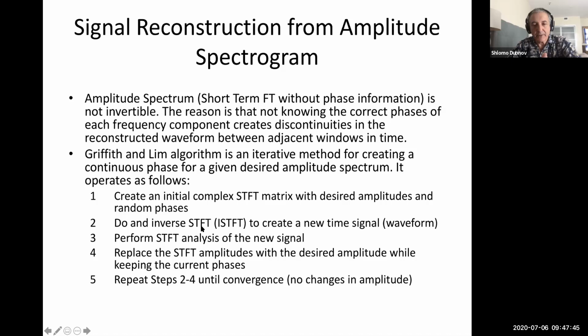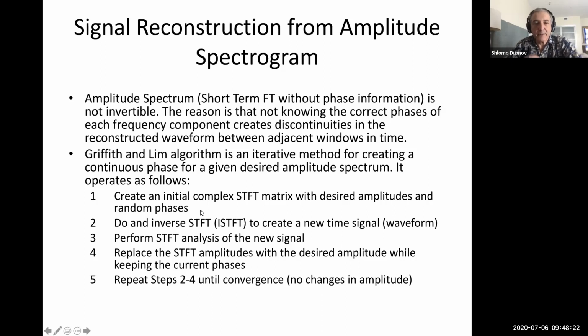You invert again, you get a new waveform, you do the STFT analysis on the waveform again. You again replace the amplitudes, and you keep on going through steps 2 to 4. And the interesting part about this procedure is that there is a proof that it converges. So it will create a signal, and that signal will eventually create a smooth Fourier phase across the frames.